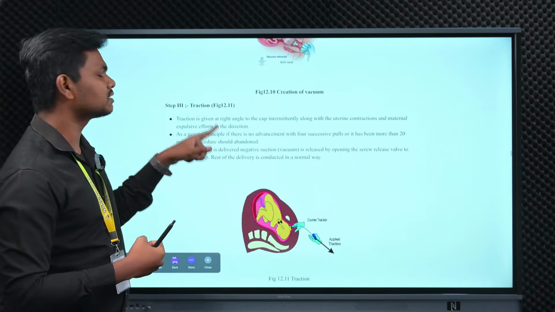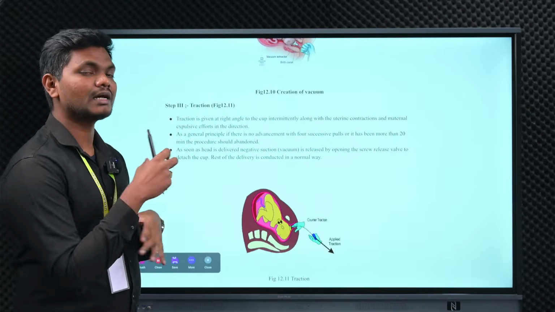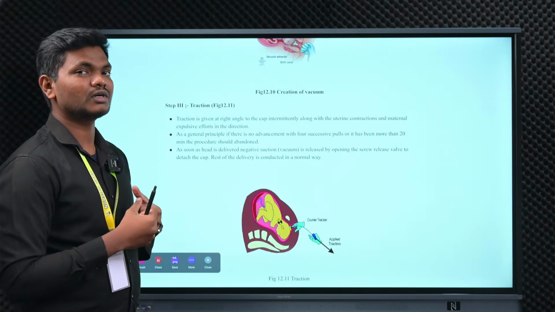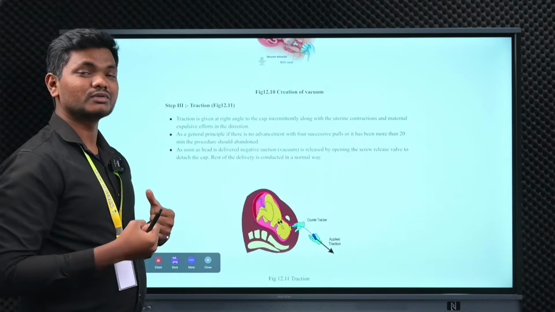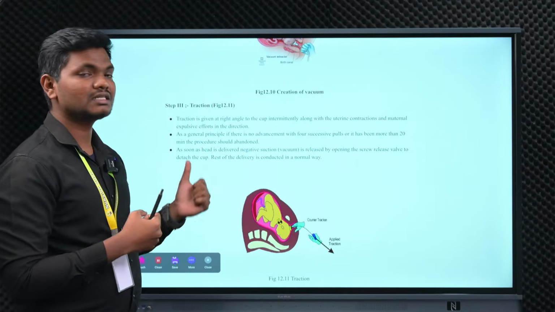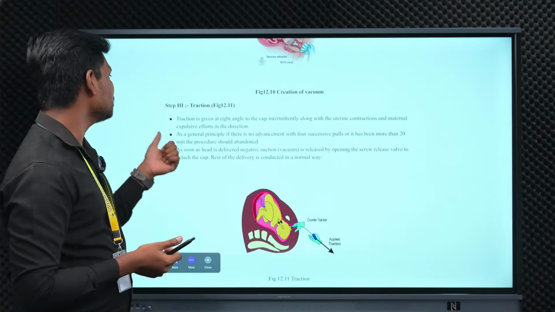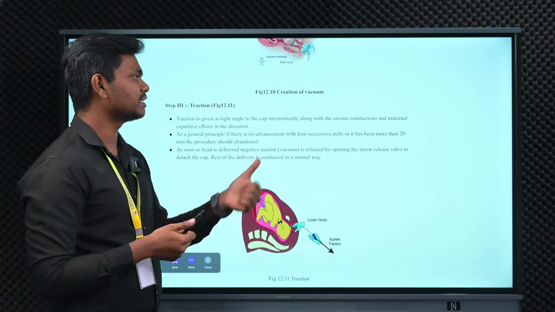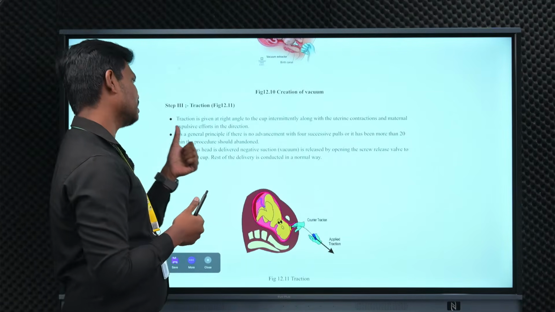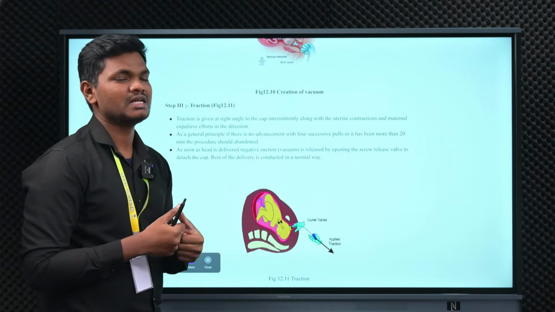So the third step is traction. After applying the pressure, we are going to do the traction. By traction the fetal head will be delivered. Traction is given at the right angle to the cup, intermittently, along with the uterine contraction and maternal expulsive effort, in the direction of the birth canal.